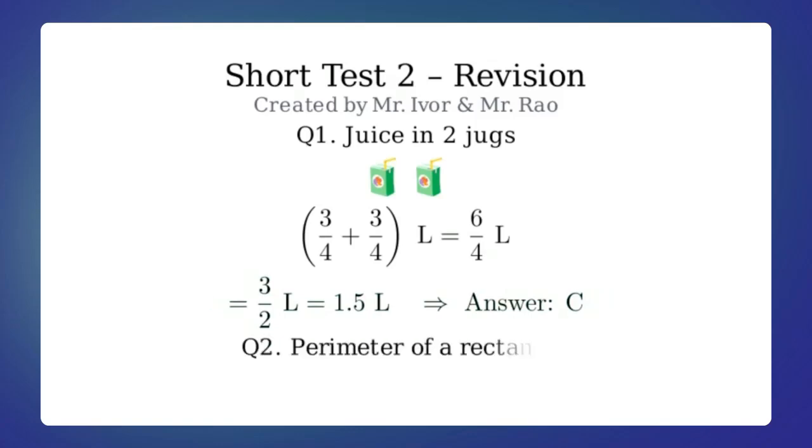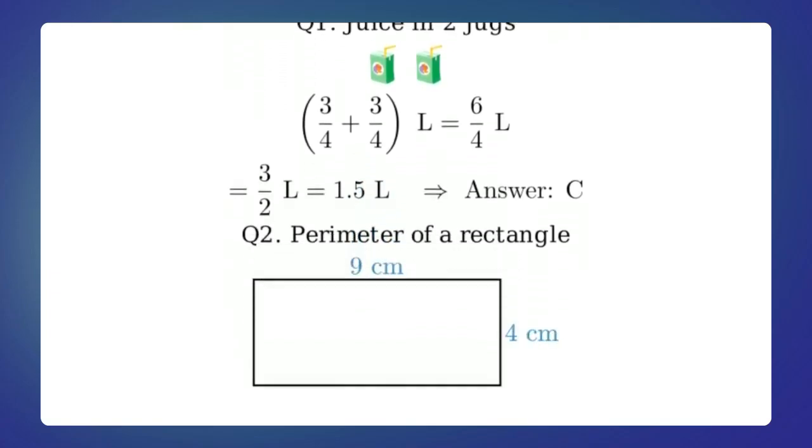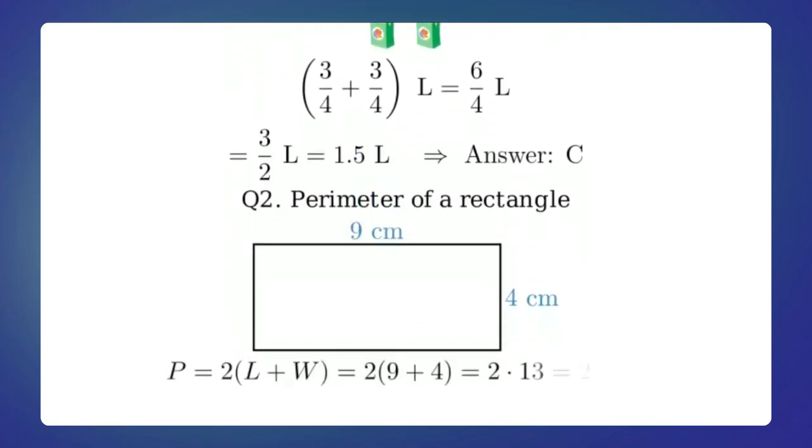Question 2. The perimeter of a rectangle with length 9 centimeters and width 4 centimeters. Perimeter equals 2 times the sum of length and width. 2 times the quantity 9 plus 4 equals 26 centimeters. So the answer is B.